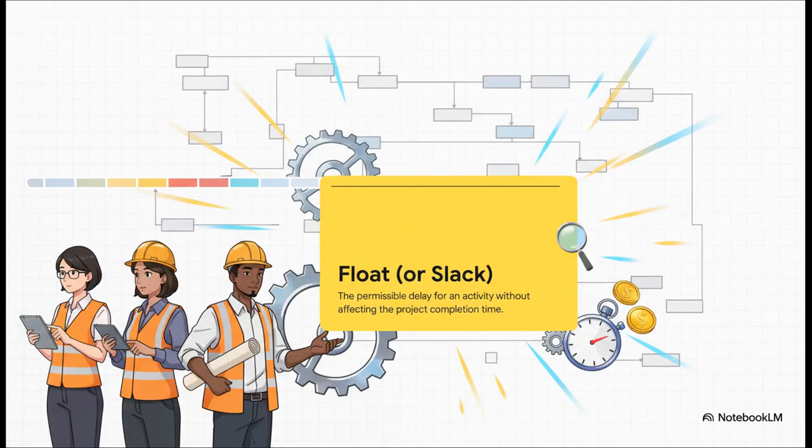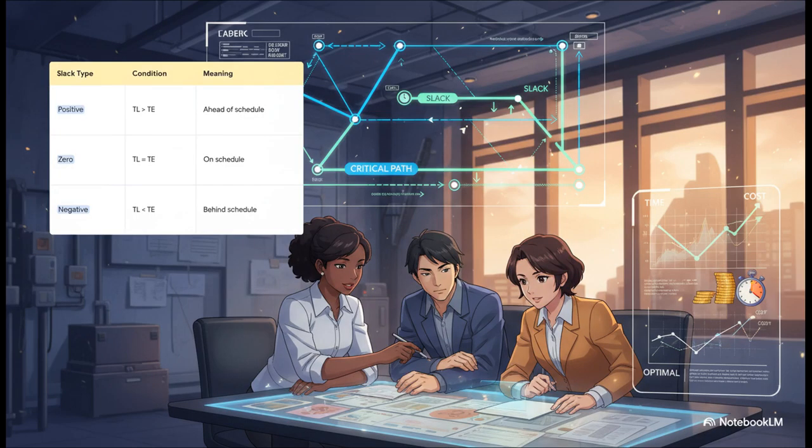Okay, so what about all the other tasks, the ones that aren't on the critical path? Well, those lucky tasks have something called float or slack. And that's exactly what it sounds like. It's the wiggle room. It's the luxury of being able to delay a task for a bit without tanking the whole project's deadline. And this wiggle room, this float, actually comes in a few different flavors.